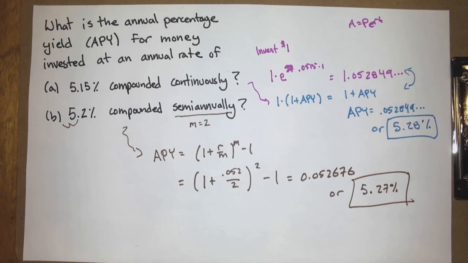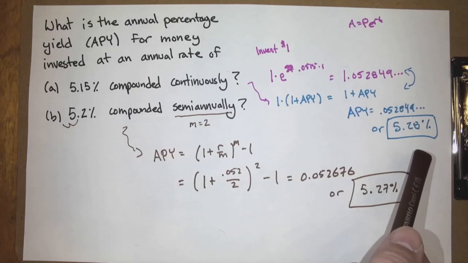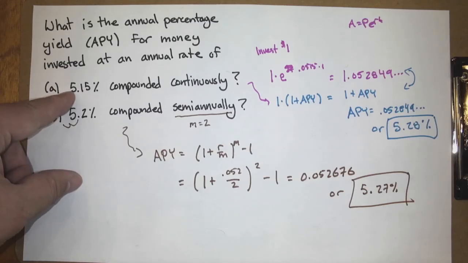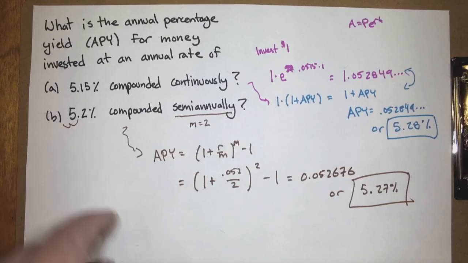Compounding continuously. Yeah, it's a bigger number. The bigger the number, the better the deal. Now, we might say, wait, initially the compounded continuously number was lower than the compounded semi-annually. And that's why you have to say, well, look, it's not a direct apples to apples comparison.